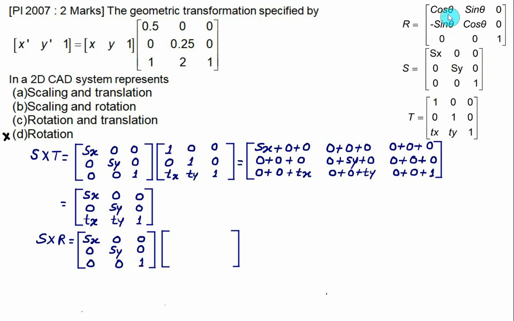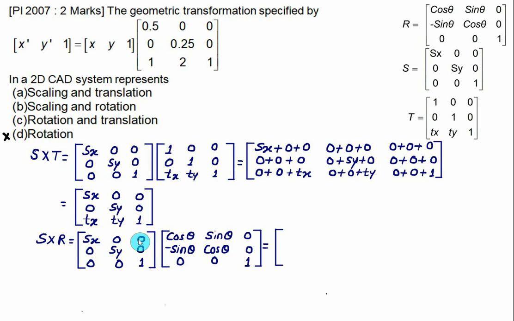And the rotation matrix is cos theta, sine theta, 0, then minus sine theta, cos theta, 0, then 0, 0, 1. So let's carry out this product.